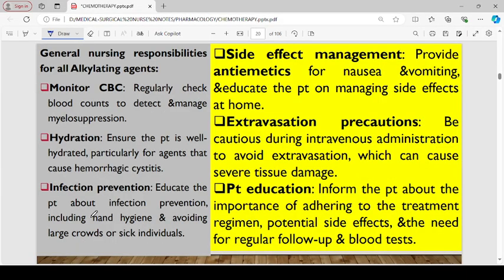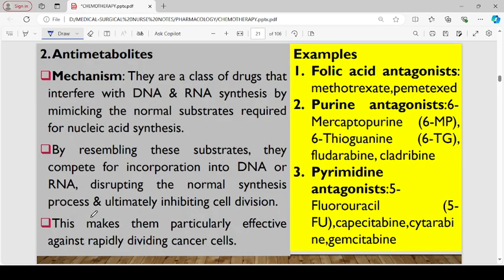So based on the presentation on alkylating agents, what can you say are the general nursing responsibilities? Monitor CBC, ensure hydration, prevent infections by instituting hand hygiene measures, avoiding large crowds and even sick people. Manage side effects, like nausea and vomiting, by pre-medicating the patient with antiemetics. Observe extravasation precautions, because this can cause severe tissue damage. And educate the patients about adhering to the treatment regimen, potential side effects, and the need for follow-up and to ensure compliance.